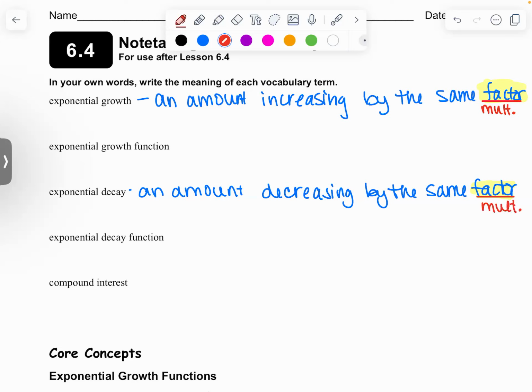Okay, so we kind of talked about, if we're multiplying by a number bigger than 1 every time, we have exponential growth. But if we're multiplying by a number less than 1, like 1/2 times 1/2 times 1/2 times 1/2, then we are decaying, okay? We're getting smaller.